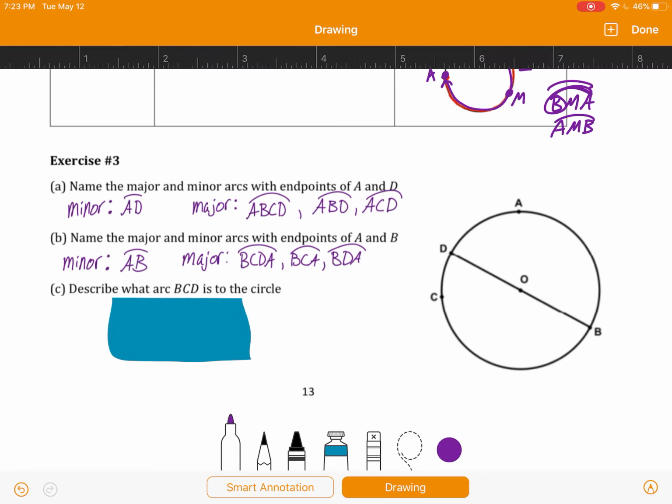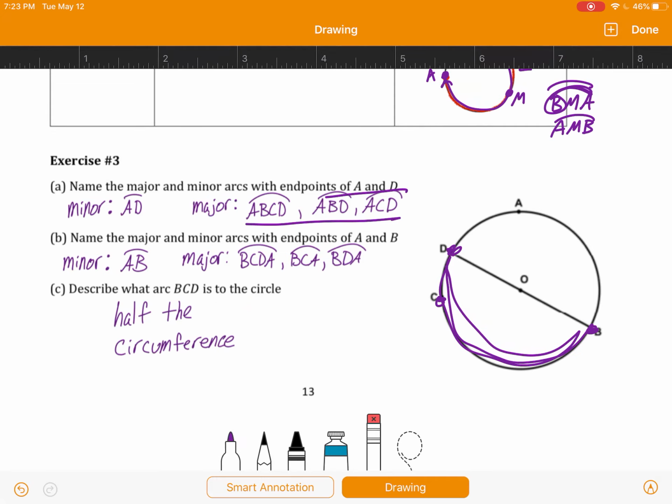So if you look at this exercise, we'll talk about the first one. A and D being the endpoints, the minor arc connects them the short way, the major arc connects them the long way around. And you can write that a whole bunch of different ways. Now, arc BCD. BCD is, if you start at B, then you go to C and end at D. So that's this piece here.